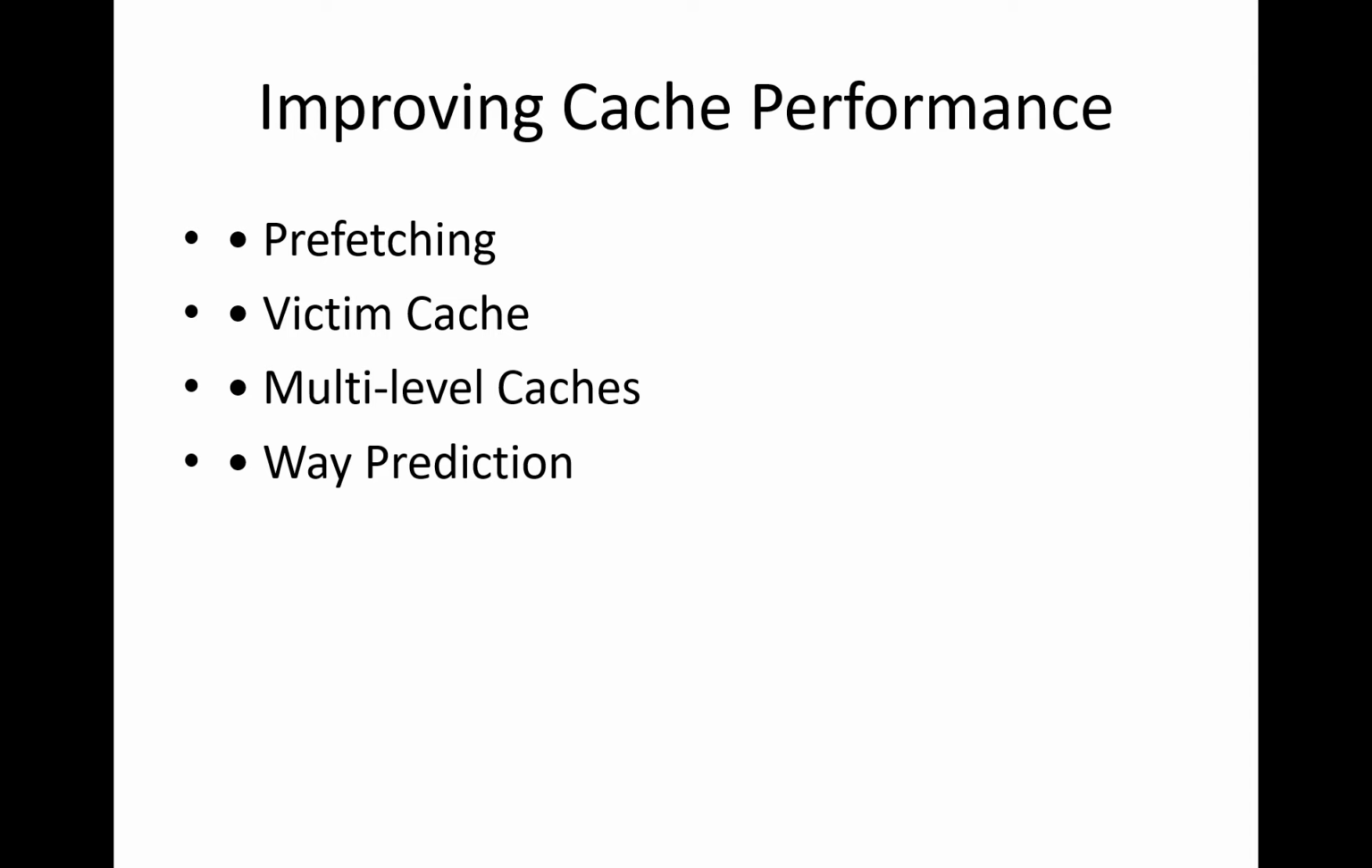And then we have the multi-level caches, which are the L1, L2, and L3 hierarchies. And then we have the way predictor, or way prediction. They predict which cache way a block will go into.